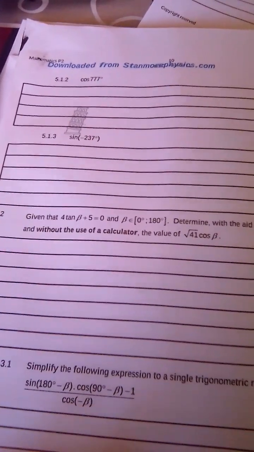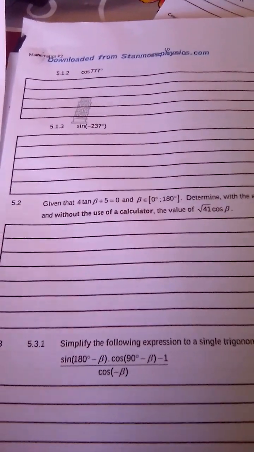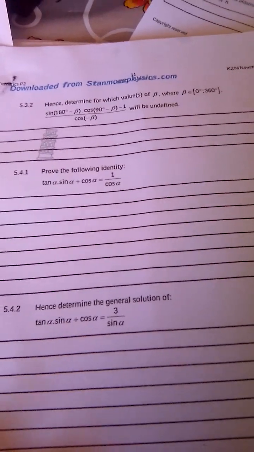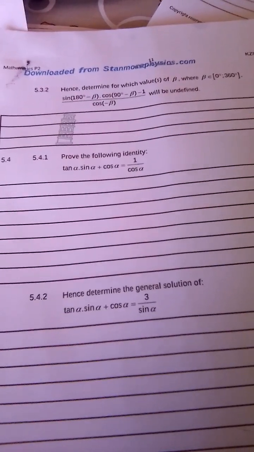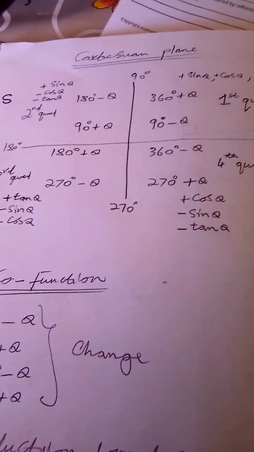5.1 and 5.2, we continue. And the 5.3.1, simplify. Then the next one, 5.3.2 until 5.4.2, it needs the basics. Okay, I'll explain about these basics now.